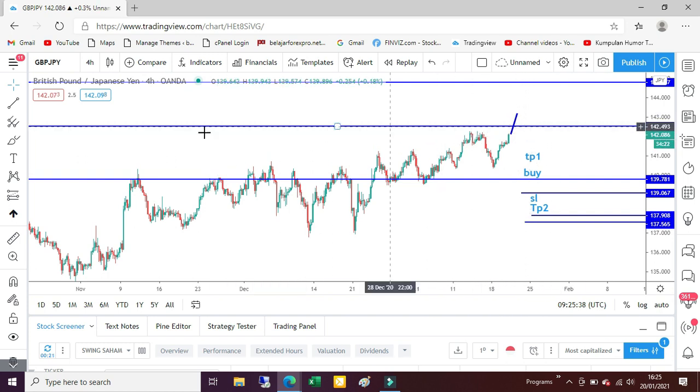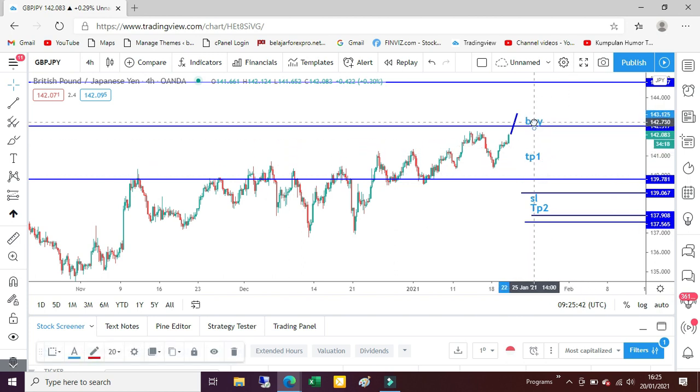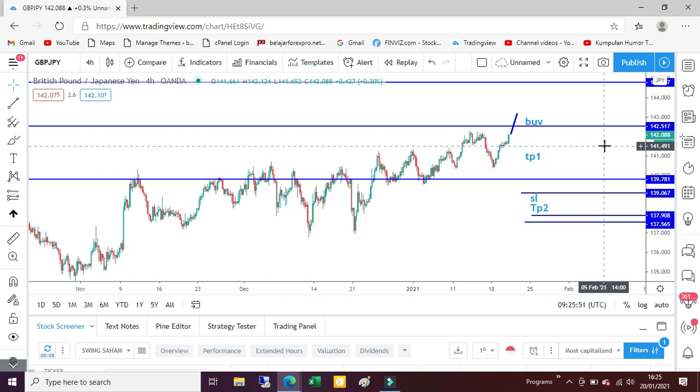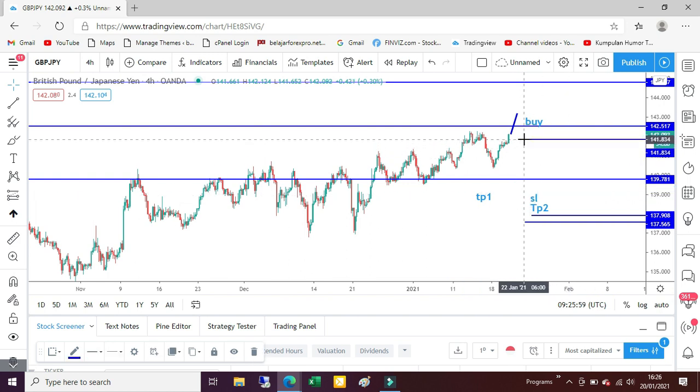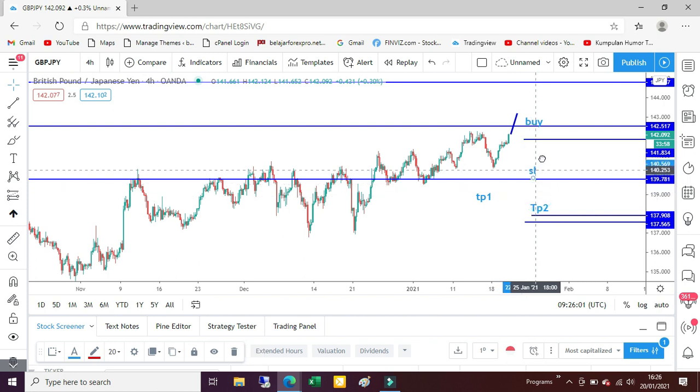Okay, buy here, this price 142.50, something like that. Don't forget to put your stop loss here. This is very important to put a stop loss to limit the risk.